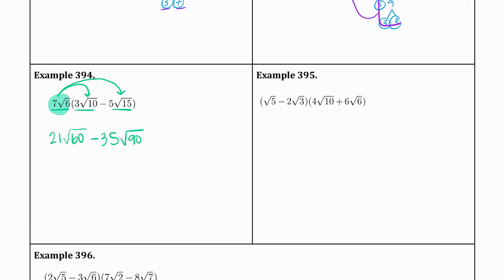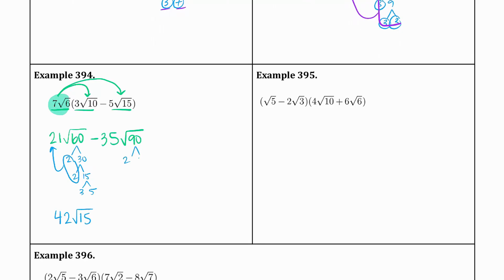Okay, these are not like radicals right now, but they can both be simplified, so we can simplify them and see if they're going to be like radicals. If we simplify this, we get 2 and 30, 2 and 15, 3 and 5. So we can take out a 2. We're going to end up with 42 square root 15.